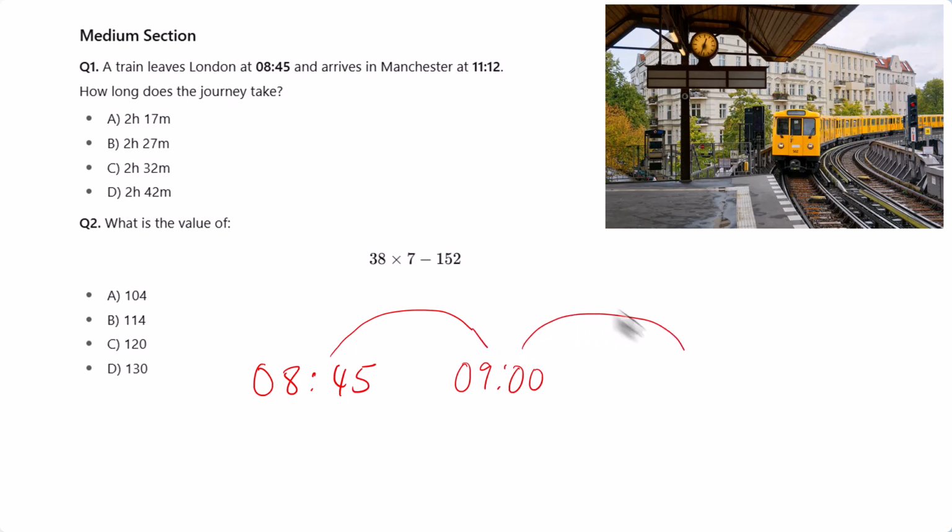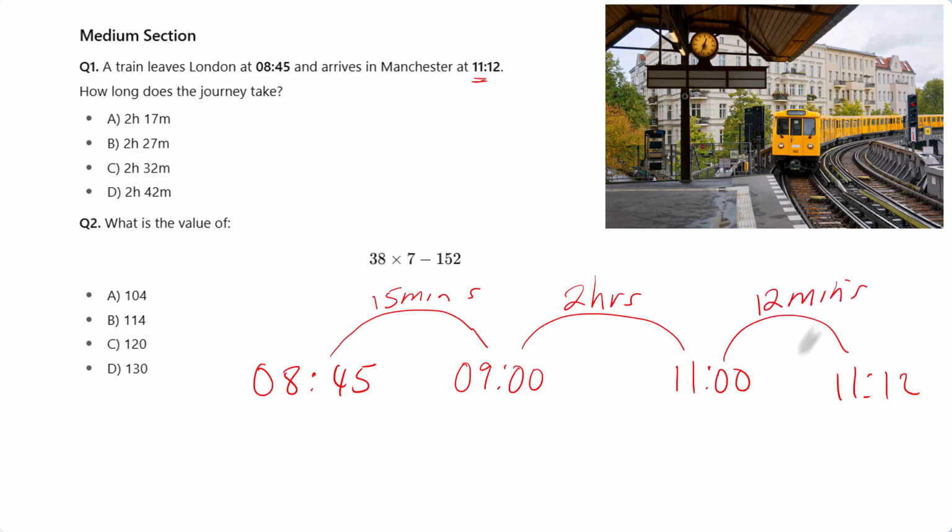And then from 9 o'clock, we can go to 10, or we can just jump all the way to 11 o'clock on the dot. And then from there, we can go to 12 past 11. So you break it down. Now, how many minutes do we add to 8:45 to make it 9 o'clock? That's going to be 15 minutes. Why I know that is because if you add 15 to 45, you get 60, and 60 minutes means that it's now 9 o'clock. Then from 9 o'clock to 11 o'clock, that's going to be 2 hours. And then from 11 o'clock to 12 past 11, that's going to be 12 minutes, because if you add 12 to 11 o'clock, you get 12 past 11.